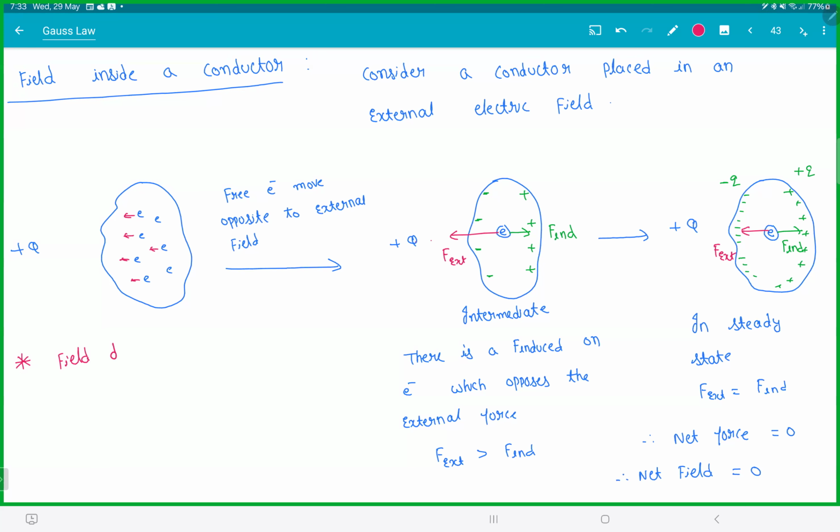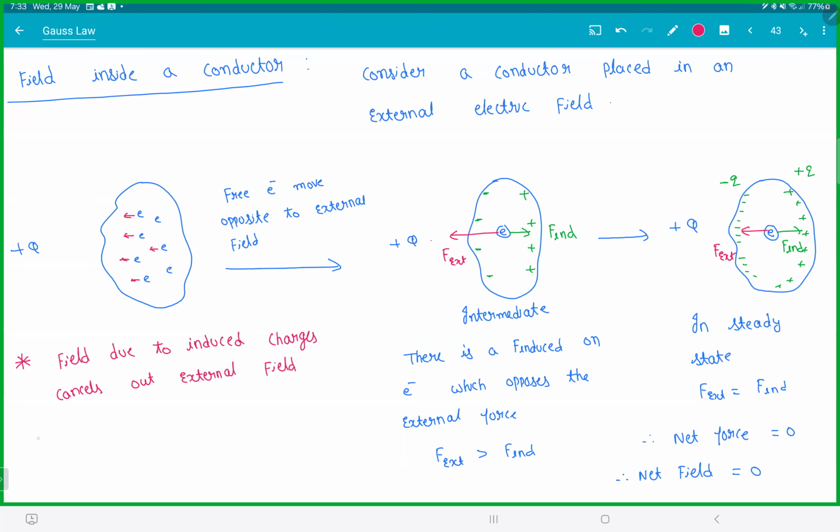So the final statement here is the field due to induced charges. When you keep an external field, it will create some induced charges that cancel out the external field. So if someone asks you this question, is the outside charge still attracting the electrons? Yes. Are the induced charges attracting the electrons? Yes. But is the net force zero? Yes. So the outside force suddenly doesn't become zero there.